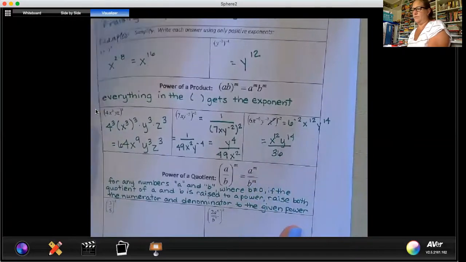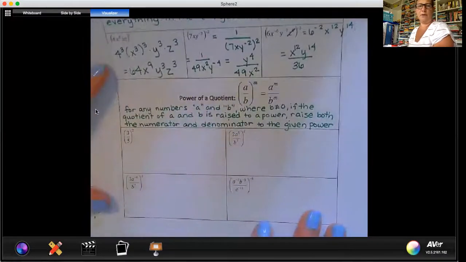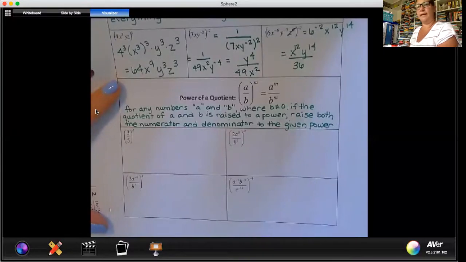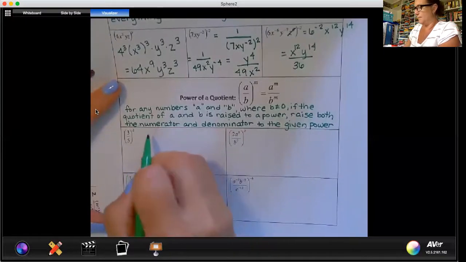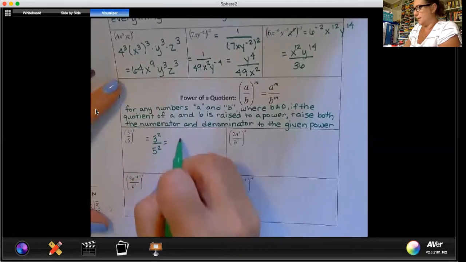Power of a quotient: for any numbers a and b where b is not equal to 0, if the quotient of a and b is raised to a power, raise both the numerator and denominator to the given power. Another way to look at that, everything in the parentheses gets the power. So this is 3 squared over 5 squared, which is 9 over 25.